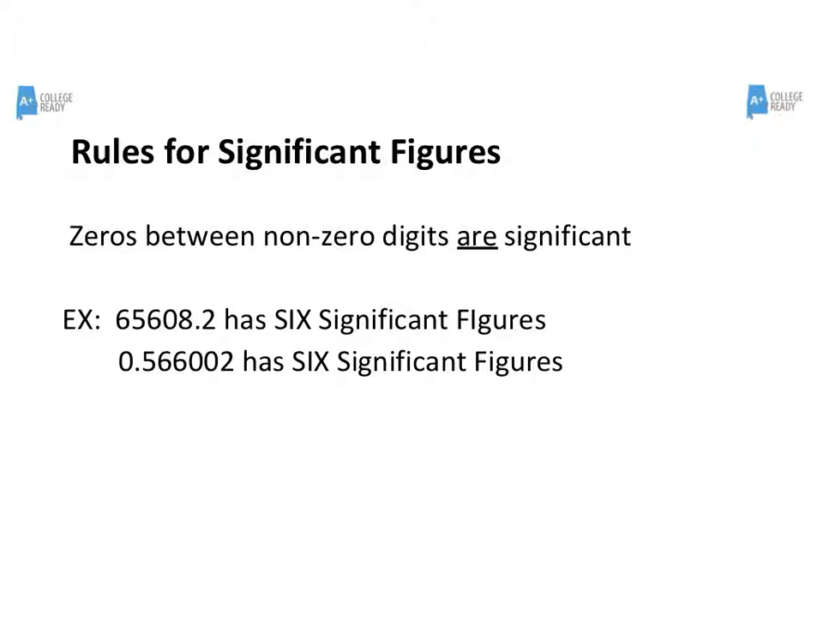Zeros between non-zero digits are significant. So this 0 between the 6 and the 8, between 2 non-zero digits, is significant. So we count all the non-zero digits plus the 0 for a total of 6 significant figures in this measurement. This measurement has 2 zeros between 2 non-zero digits. These 2 zeros, therefore, are significant. So this measurement has a total of 6 significant figures. This 0 is not significant. We'll talk about that in a moment.